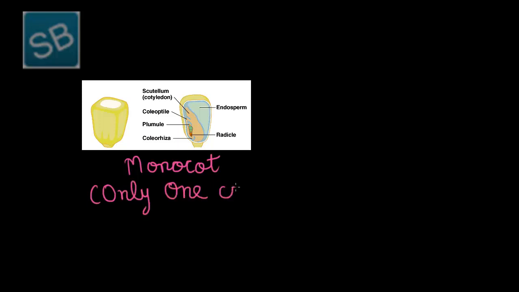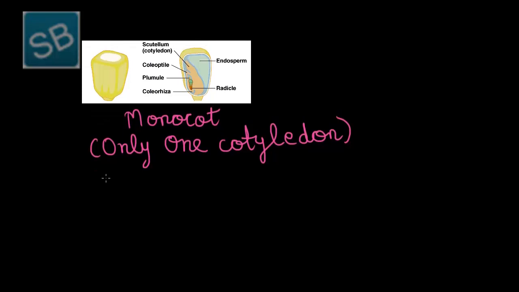This was all about the dicot seed. Now comes the monocot seed. As it can be seen from the figure, the monocotyledons possess only one cotyledon. This is an example of a grass family where the cotyledon is known as scutellum. That is, in monocot plants, the cotyledon is called scutellum.